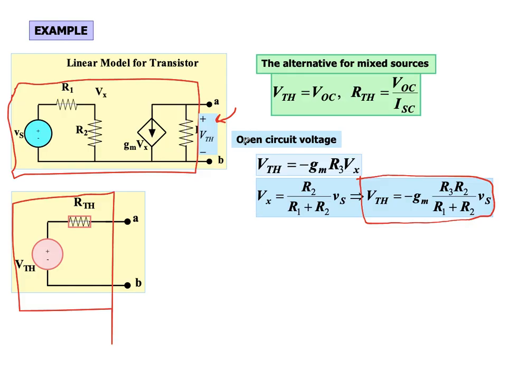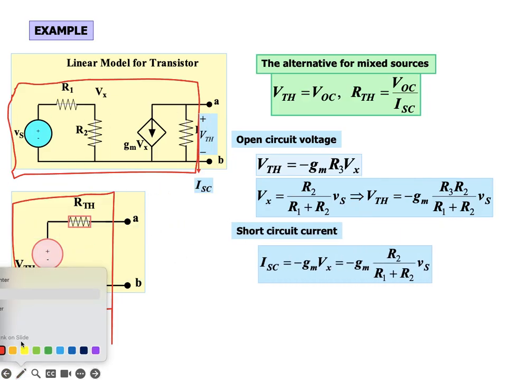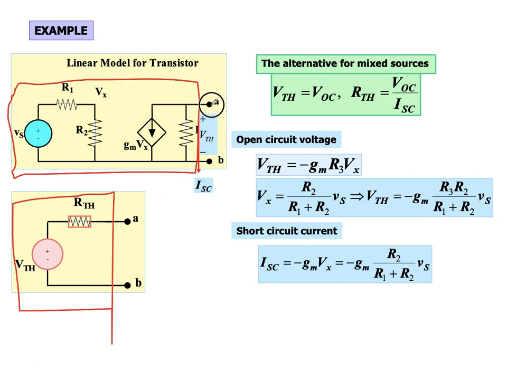Now to find the short circuit current, we are going to short these two terminals and find I short circuit. So this would be I short circuit, and if you look closely, the current flowing in this direction will be the negative of this. Since there is resistance here, none of the current will flow through this branch; all of the current will flow through this. So I short circuit will be equal to minus GM Vx.